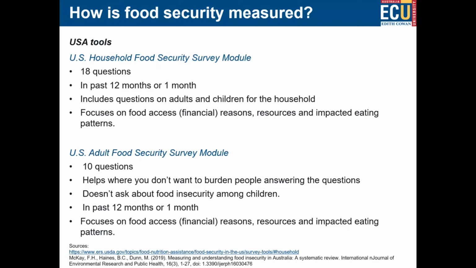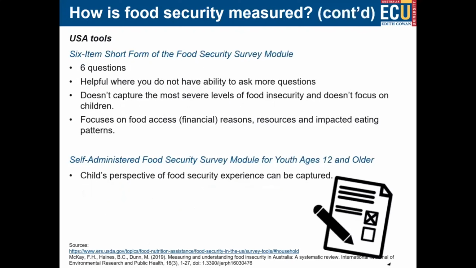If it's difficult for researchers to use all 18 questions, so they might have other questions in their surveys or interviews that they are collecting, there's a shorter version, so the Adult Food Security Survey module, which is only 10 questions long. So that does help if you don't want to burden the people that are answering the questions. One of the limitations of this version is that it doesn't ask about children's food insecurity within the household. Again, though, you can use it in a 12-month or a 1-month reference period.